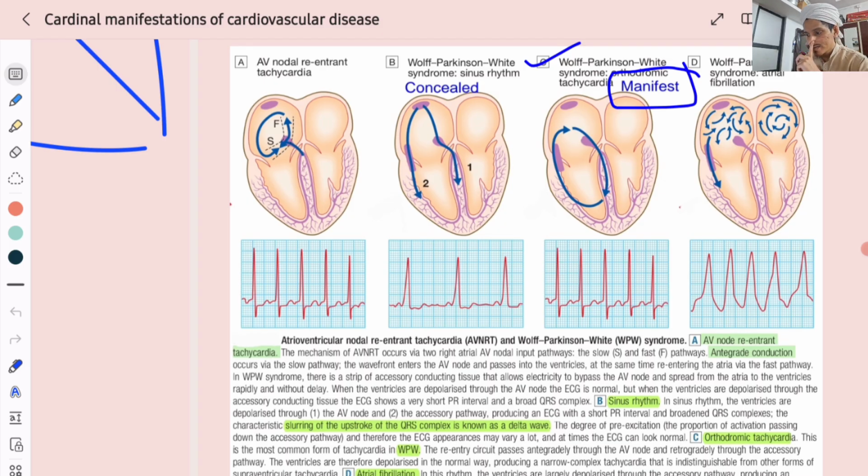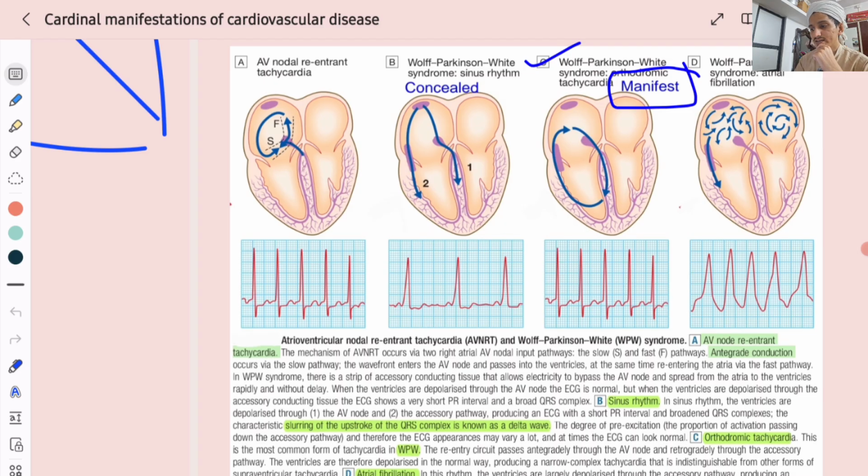In manifest form, you can have either orthodromic conduction or antidromic conduction. This is the most common form of tachycardia in Wolff-Parkinson-White syndrome. The re-entry circuit passes antegradely through the AV node and retrogradely through the accessory pathway. The ventricles are therefore depolarized in the normal way, producing a narrow complex tachycardia that is indistinguishable from other forms of supraventricular tachycardia. So this is orthodromic conduction.